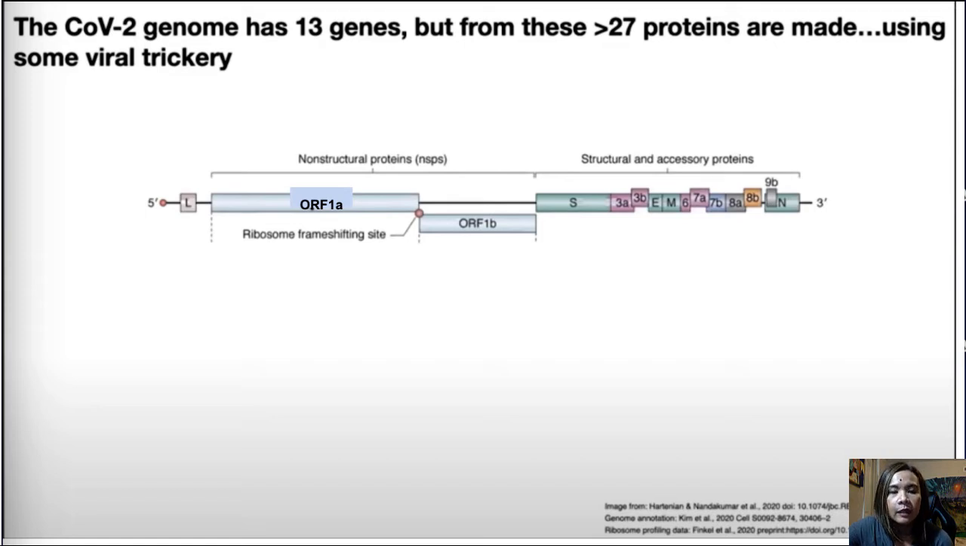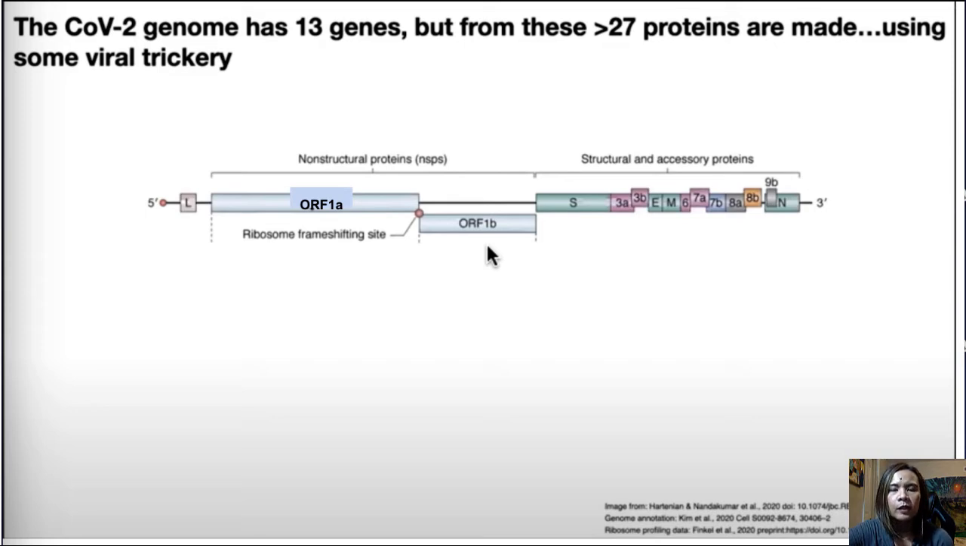Now, this long RNA genome encodes 13 genes. In this diagram, you see ORF1a and ORF1b. ORF stands for open reading frame. Open reading frame, the one that is shorter and the one that is longer, means that it is ready to be read by the protein machinery, our ribosomes. Now, you have the S gene, the envelope gene, matrix, and so on.